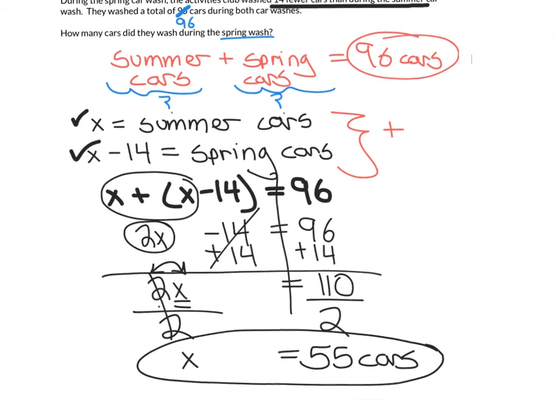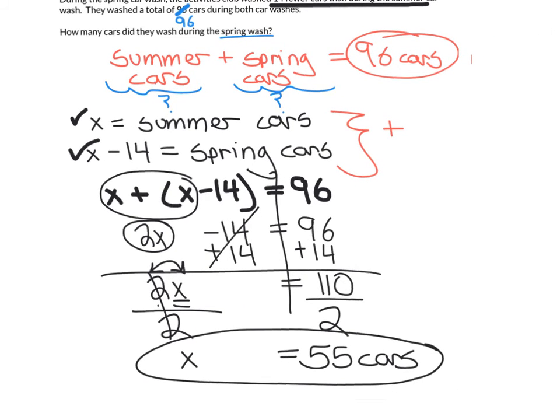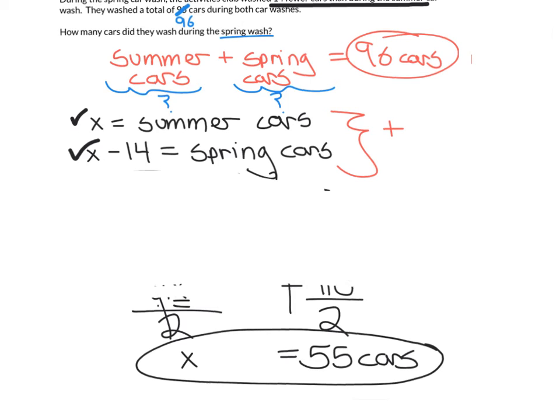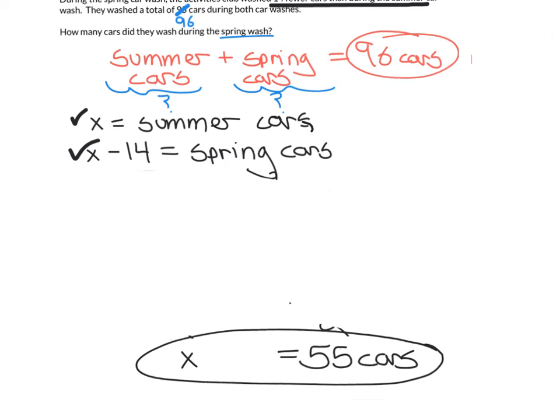So what does the 55 cars mean? Well, if we look back at our problem, my X represents the summer cars washed. So that means that in summer, we washed 55 cars.